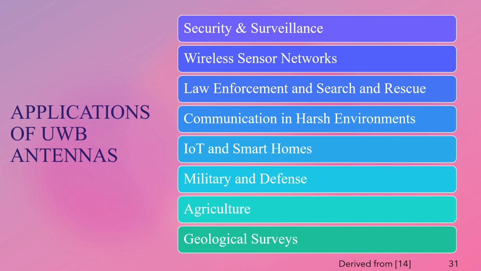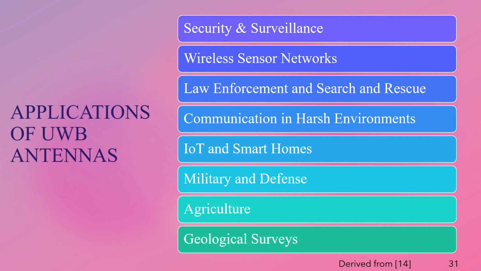Now, for law enforcement and search and rescue. UWB-based systems are used by law enforcement and search and rescue teams for locating hidden objects, people under rubble, or buried victims in disaster scenarios. Now, for communication in harsh environments, UWB antennas can provide reliable communication in challenging environments such as underwater communication for underwater vehicles, submarines, and offshore drilling platforms.